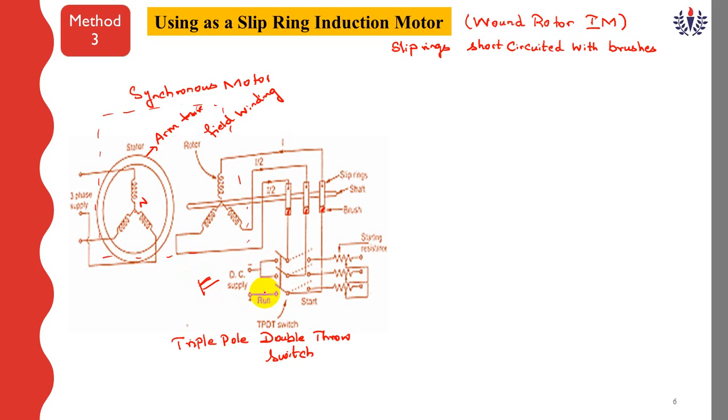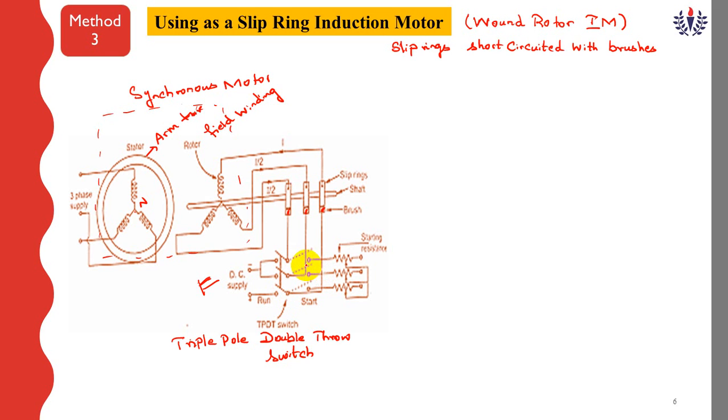The DC supply, when the switch is on, it is only for starting purpose, then it will be closed, then it will go for running purpose. That is a concept, starting and running. When the switch is closed, that is starting, when the switch is open, that is running.